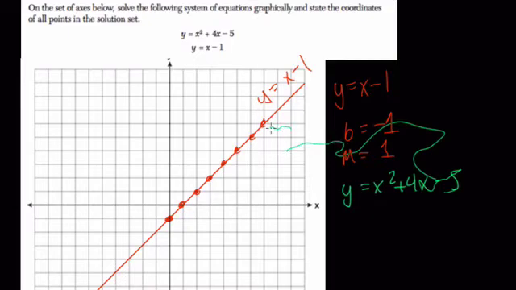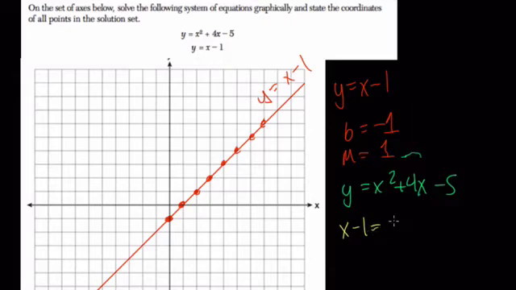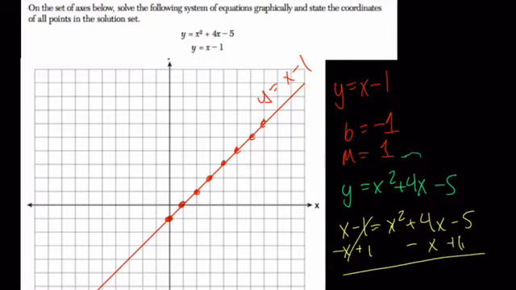Sorry, plus 4x minus 5. So that means at some point this is going to equal the line, so we set them equal to each other. When does x minus 1, the line, equal x squared plus 4x minus 5? It's generally a good idea to get everything to one side here. So minus x plus 1, and this equals 0. Equals x squared plus 3x, and then -5 plus 1 is -4.